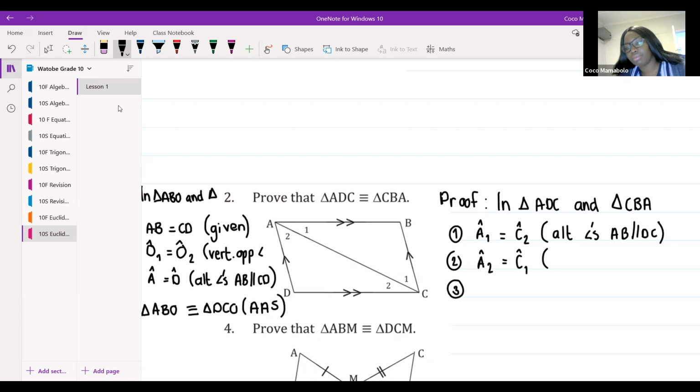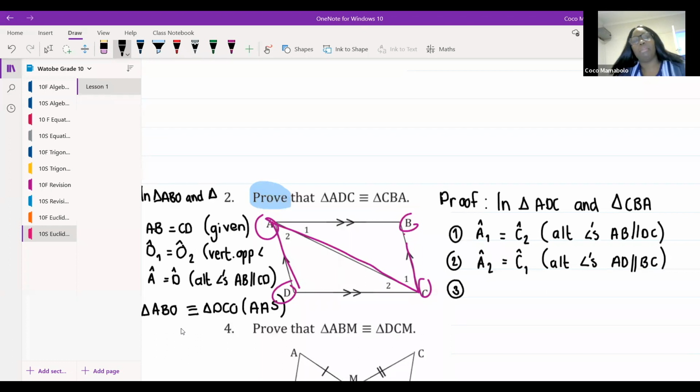Do you have to write proof? Yes, the proof part is very important because what are we doing? We are proving. So where does your proof start? It's very important that you write the proof part. Okay. Alternate angles, and in this case, I need to go see my C1 is over here, and my A2 is over there. So my parallel lines this time will be AD and BC. So I need to go AD is parallel to BC.